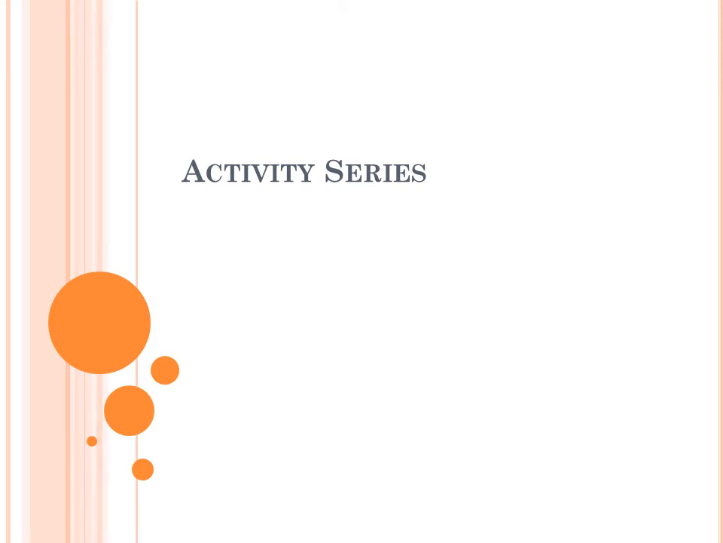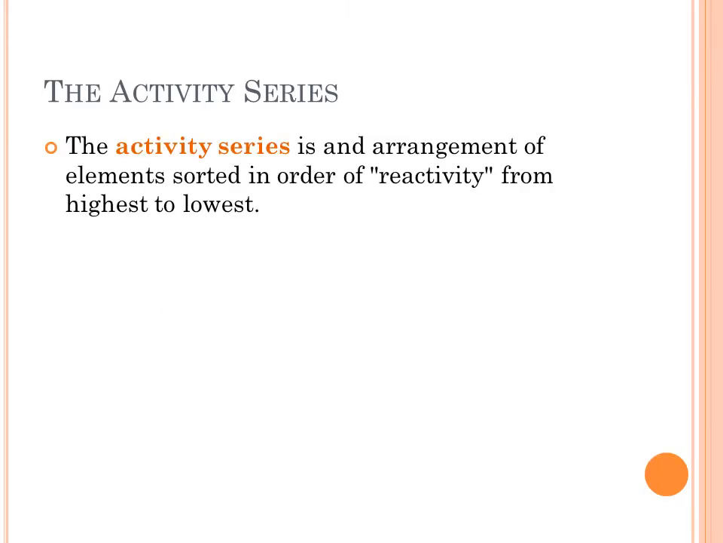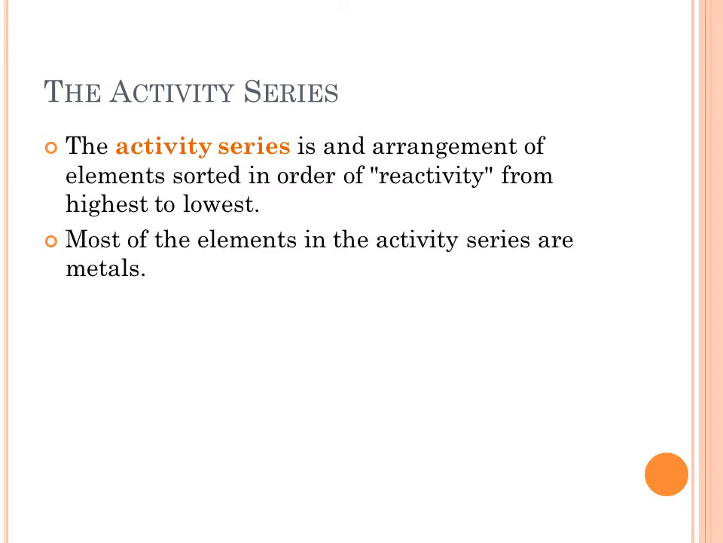This is a brief tutorial on the activity series. The activity series is just an arrangement of elements in order of reactivity, where in our case we'll list the highest activity at the top and the lowest activity at the bottom of the series. Most of the elements that we'll see in the series are metals.